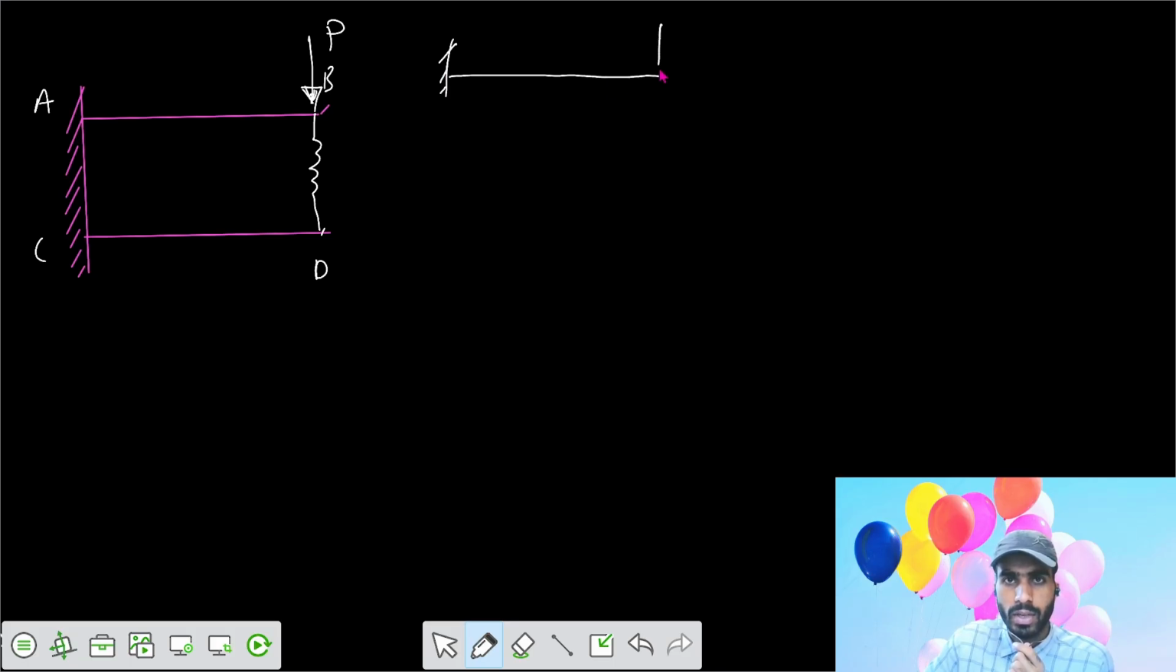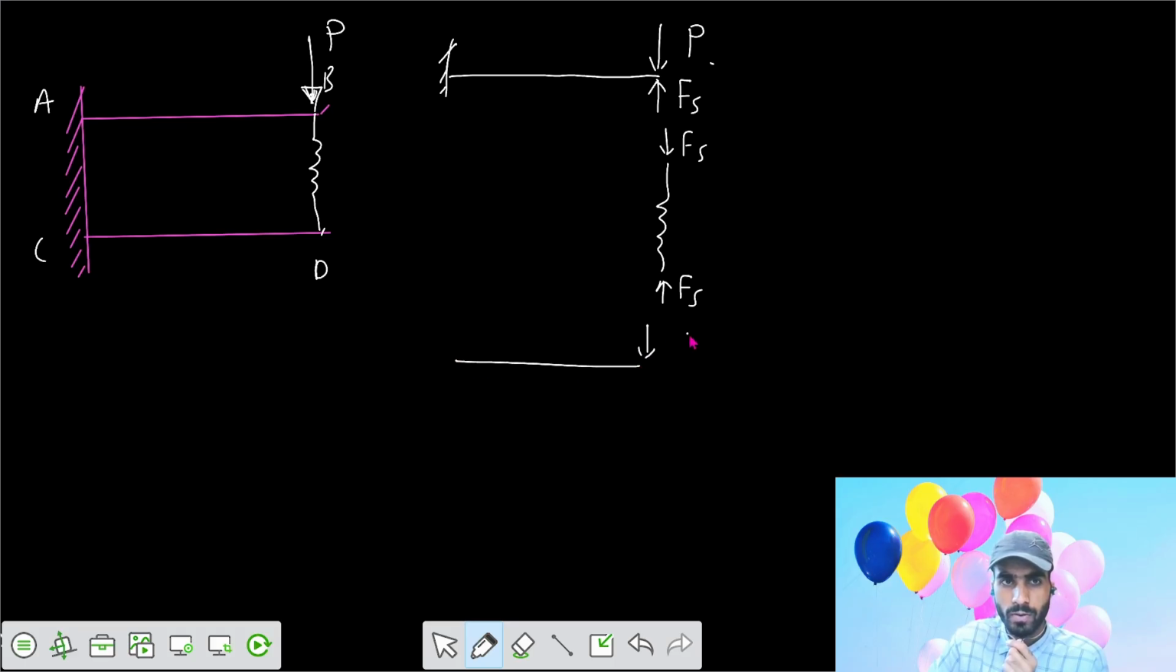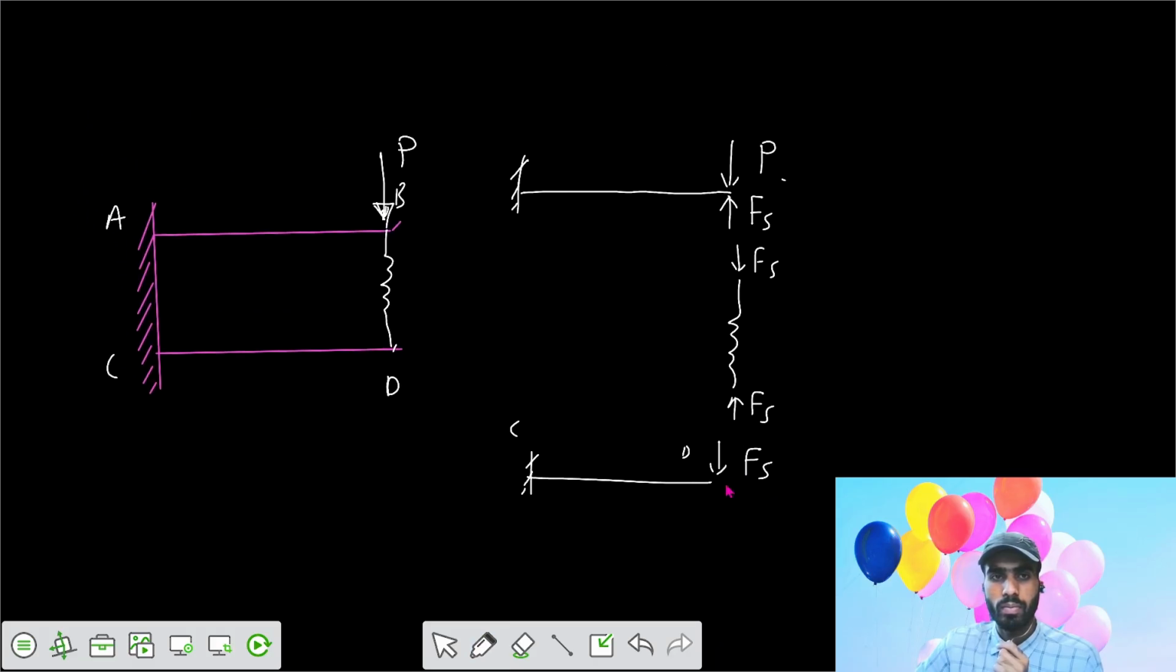Let's make the free body diagram. Say here the force is P, and say that the spring provides a force of Fs, and the same force would be compressive in the spring, Fs, and here the spring has the same force upwards, Fs, and the same force would be transferred to this beam CD. This is the free body diagram of the entire structure.